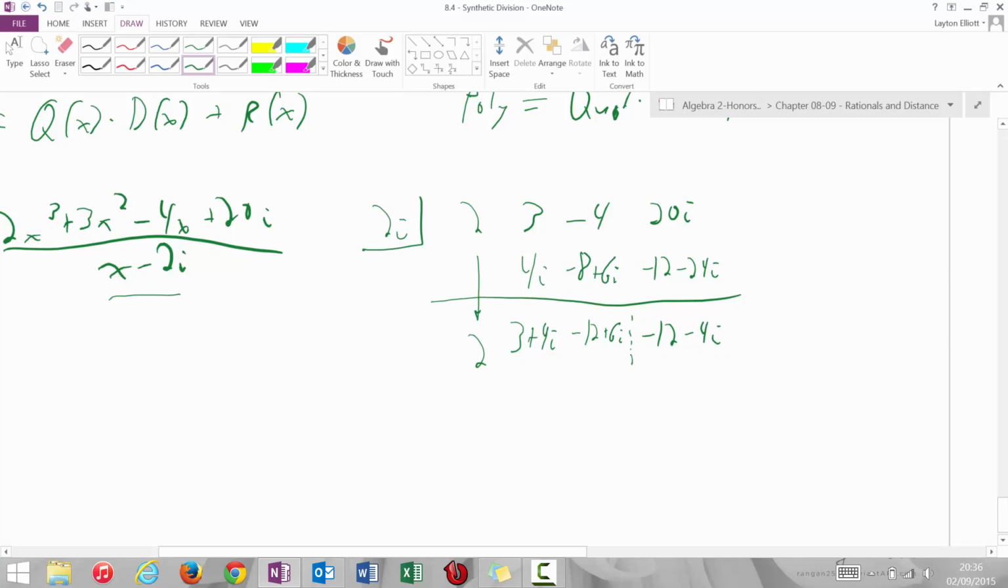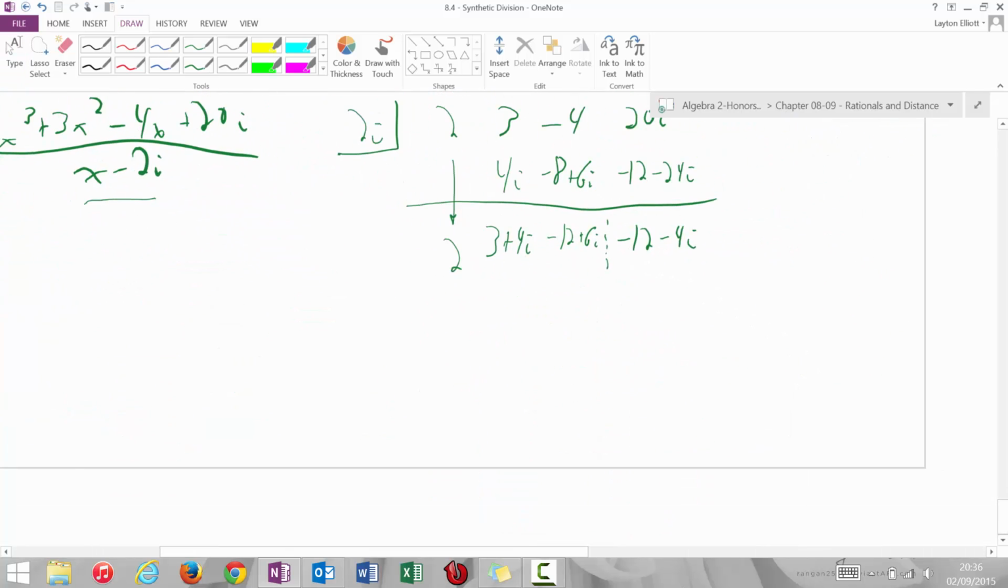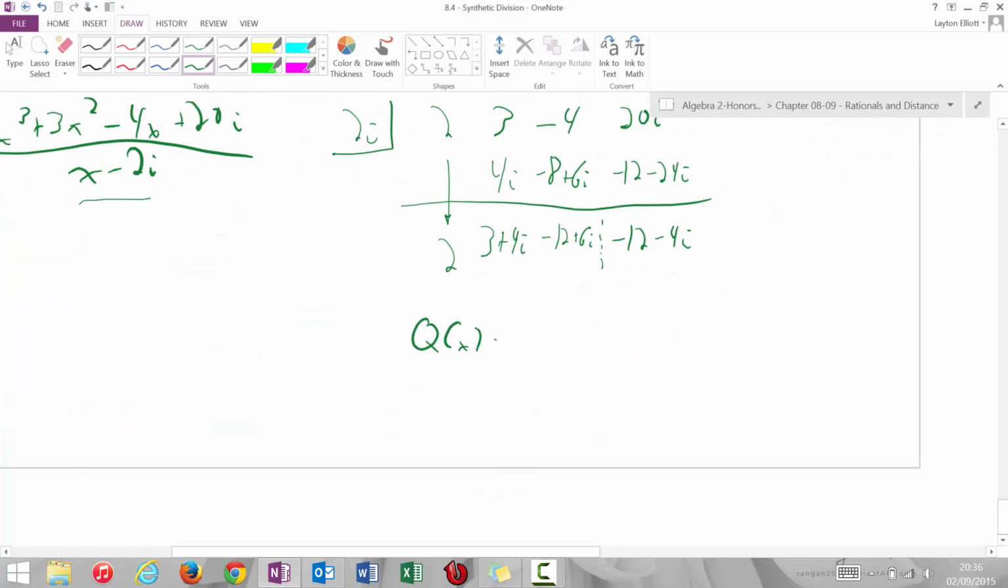That's my remainder, but it wants to find quotient and remainder. So what I would say very simply is q of x is equal to 2x squared plus 3 plus 4i times x plus negative 12 plus 6i. And my remainder, which I can just say r, is equal to negative 12 minus 4i. That's it.